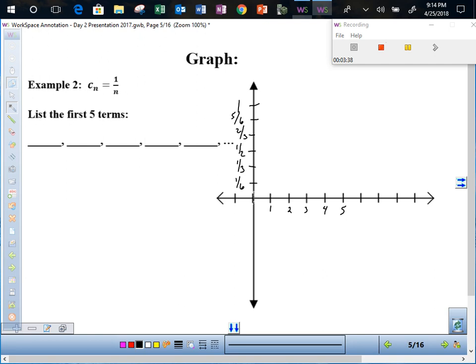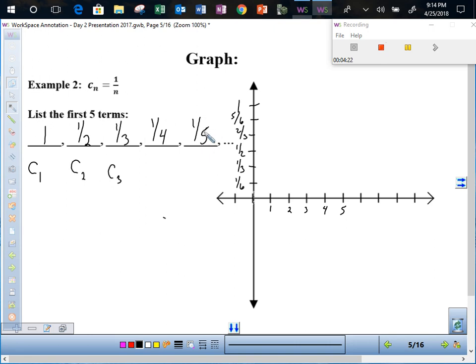Let's look at your second one and see what happens. I'm going to give you the sequence that says C of n is 1 over n. So let's plug in 1, then 2, then 3, then 4, then 5 to get our values. So to get C of 1, I'm going to plug in 1. 1 over 1 is 1. Now let's get the second term, C of 2. Plug in a 2 and I'm at 1/2. Let's find C of 3, 1/3. C of 4, 1/4. And of course C of 5, 1/5.